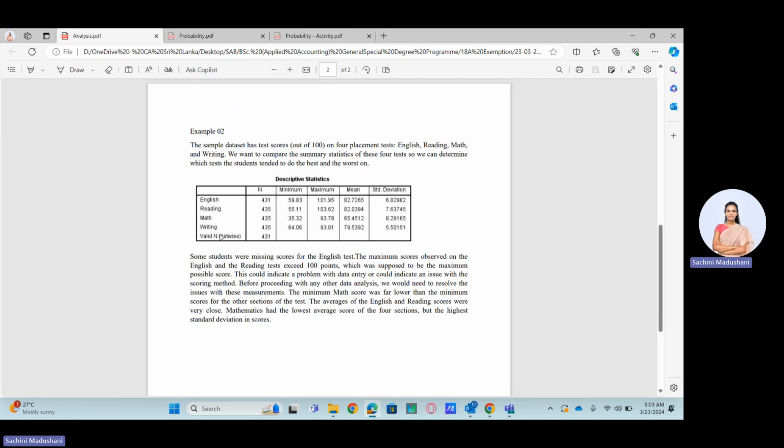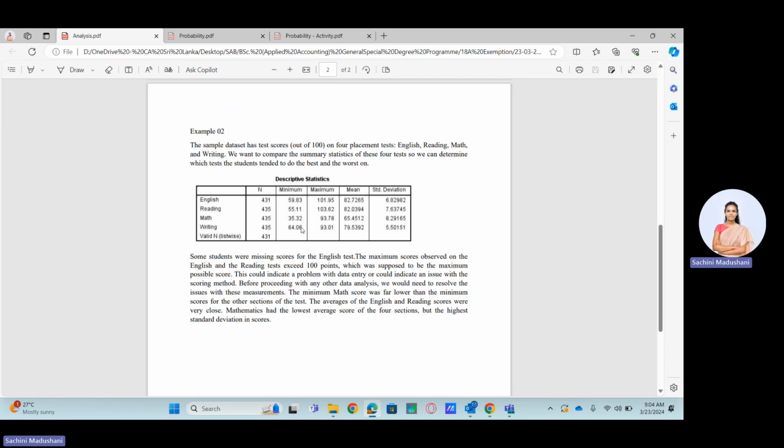Then in here there is example number 2. This sample data set has test scores on 4 placement tests. They conducted the tests and collected the score values for English, reading, maths, and writing. We want to compare the summary statistics of these 4 tests so we can determine which test the students did the best and worst on, their students' level of knowledge. Then we take the descriptive part.